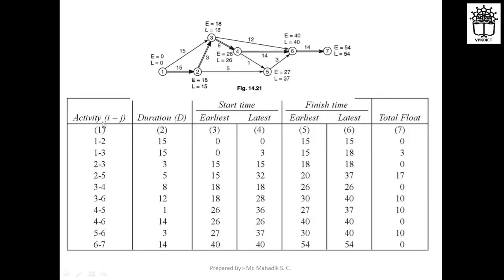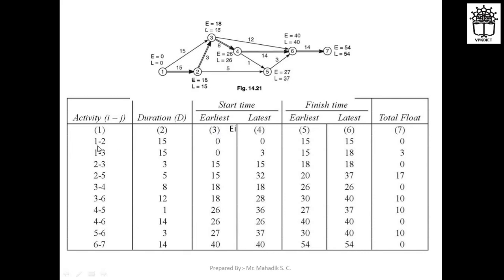So now you need to prepare this table, right. First is the activity i to j, that is 1 to 2, 1 to 3, 2 to 3 like that. Then its duration in weeks you need to write, that is given data. Then the next columns: the third and fourth columns are start time, and the fifth and sixth columns are finish time. In the third column you need to write the earliest start time and in the fourth the latest start time, and in finish time you need to write the earliest finish time and latest finish time, and then float. So this earliest start time, what we have calculated as E, you have to write down here, right? Here you can see that is your EI values only.